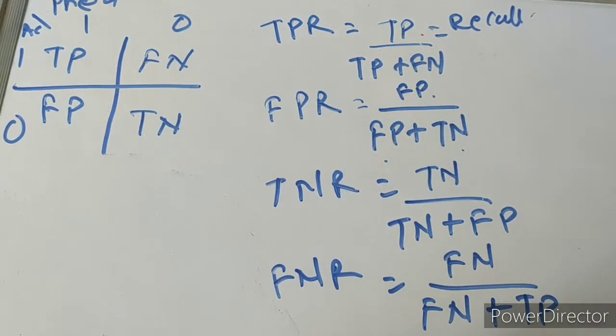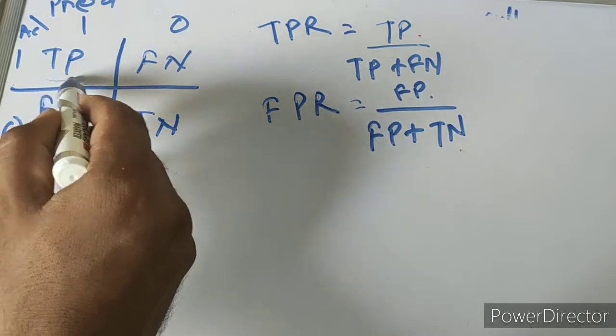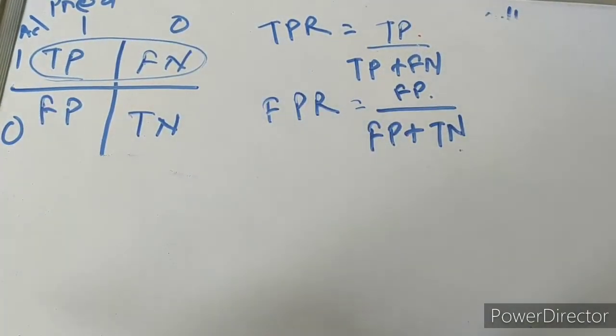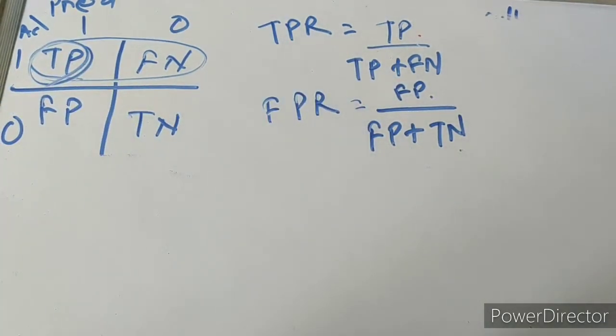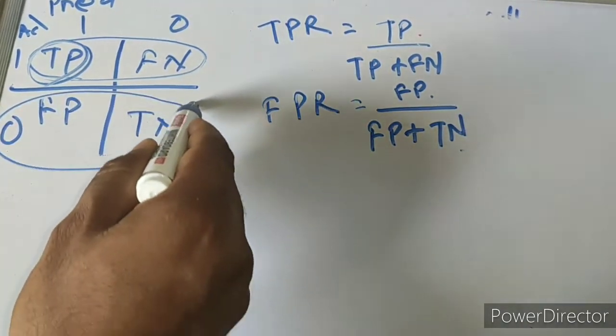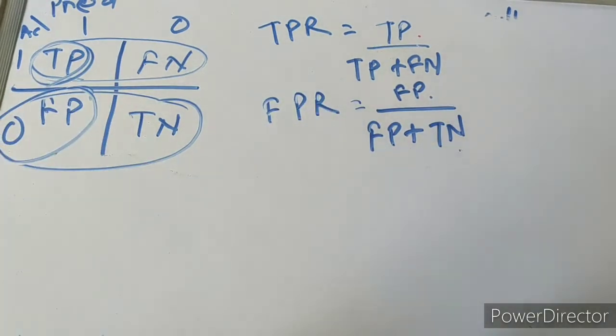But now our question is, how shall we use this true positive rate and false positive rate when we are searching for the ROC curve? As I have explained what true positive rate and false positive rate are: out of total actual positive, how many are correctly classified? That is true positive rate. What is false positive rate? Out of total actual negative, how many are incorrectly classified?